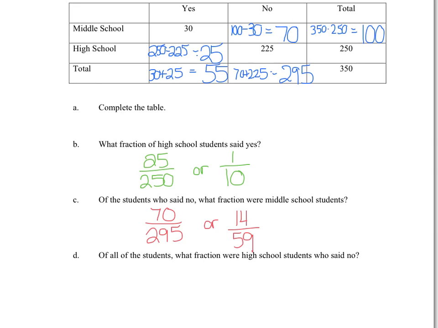Finally, part D says of all the students, so this is us working with our total of 350, what fraction were high school students who said no. So we're being very specific in seeing out of the 350 students, how many were high schoolers who said no. So that is going to be 225 out of 350, or I can simplify that to 9 over 14.